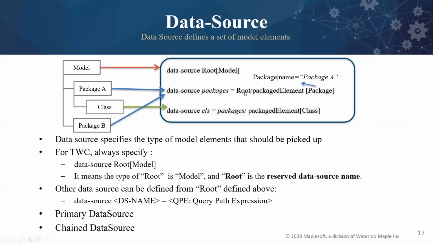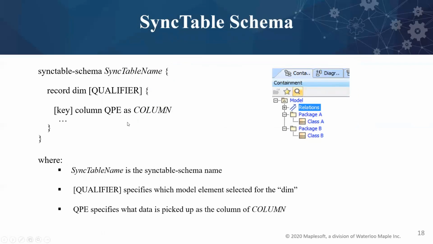And the chain data sources are nothing but the data sources that we reuse. The primary data source is the root model. So we call this the primary data source. And everything that branches out from the other data sources, we call chain data source. And once we define the data source, now we have to define the sync table schema.